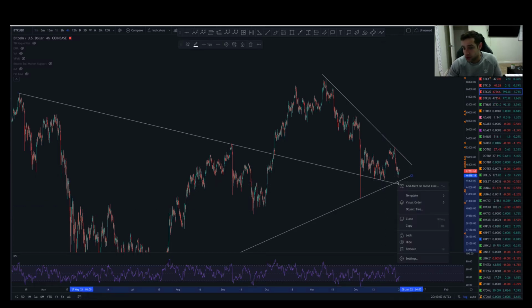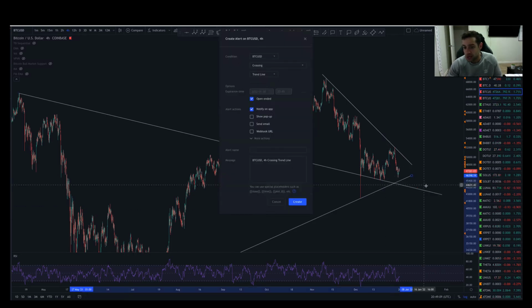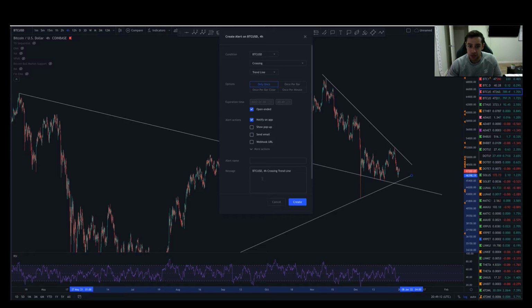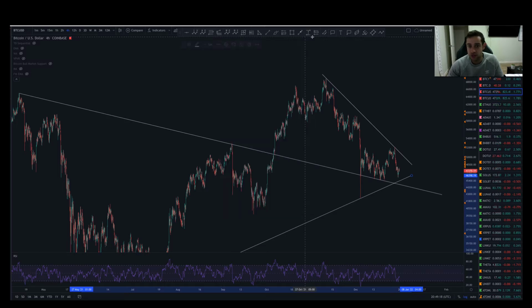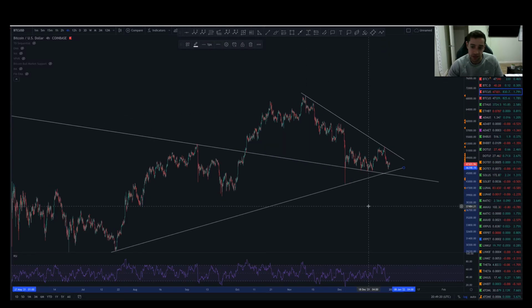So firstly, I will actually add an alert on a trend line, and you can do it like this: right click, and then you can call it whatever you want. You can call it BTC Trendline, okay, and then you can create it, and then that will go to your phone or your email, or however you have set that up.